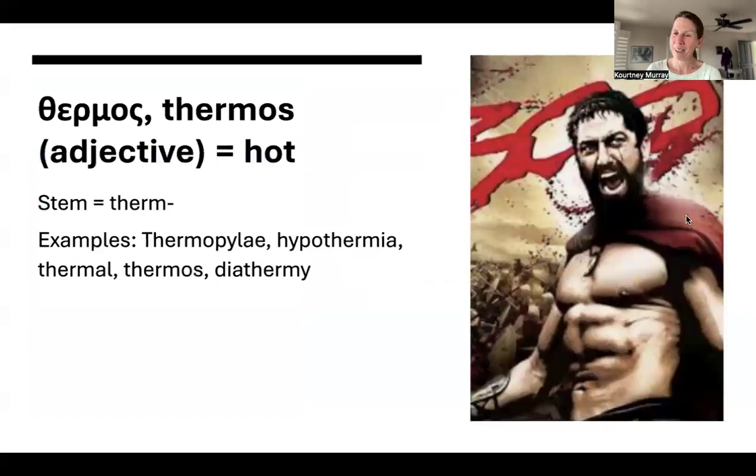Here is another movie, The 300, and this is a bit of a reach, I will admit, because I actually put the slide together. The word here is thermos, which means hot. It's a Greek adjective that means hot. It's the exact same thing. A thermos keeps something hot. Here's our stem, therm.